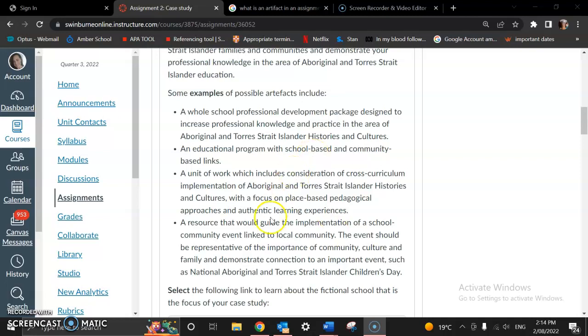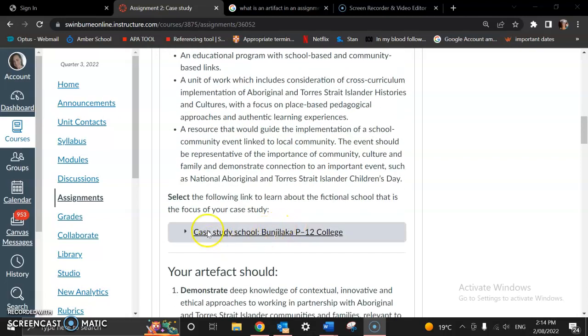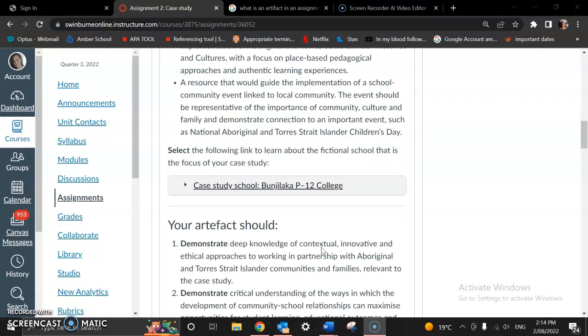So have a read there and talk to your teammates and see what you feel you have the most knowledge of or you'd like to research more about. The case study here, so you'll find that in the assignment, you just click on that and that'll give you information about the context for this particular assignment.